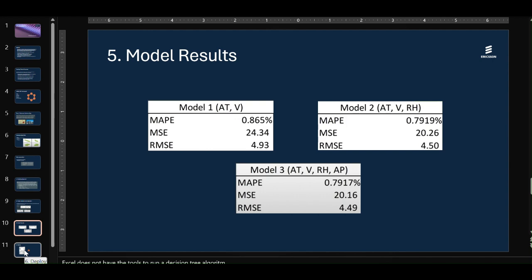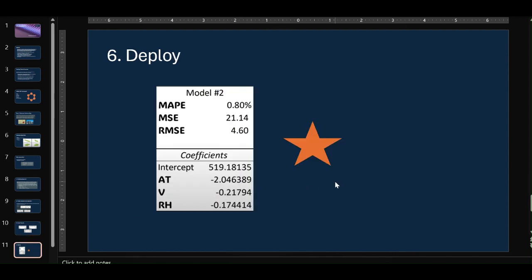Deployment model 2. Now for reliability, to test the linear regression model against a random forest algorithm, I realized that Excel does not support this function. Thus, this exercise is limited to finding this deployment model, which is my model number 2.